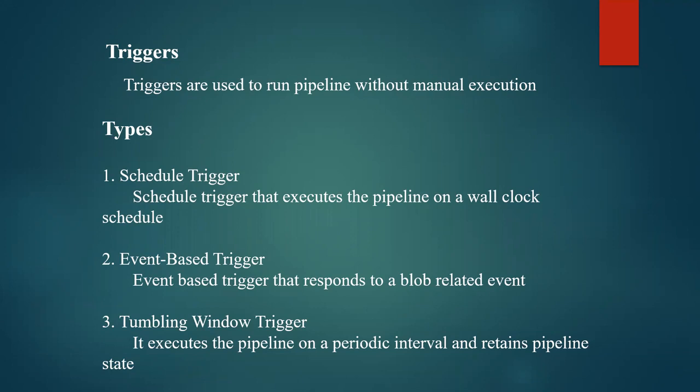For example, if you want to run the pipeline from 9 to 10, there is a time window between 9 to 10, between 10 to 11, 11 to 12. So in between these windows, all the files you have will be copied. So that is the difference between schedule trigger and tumbling trigger.